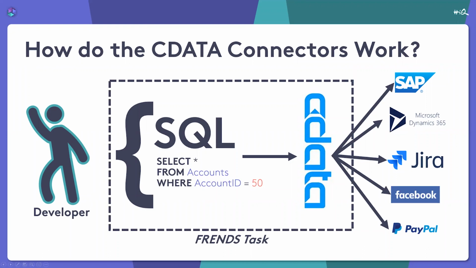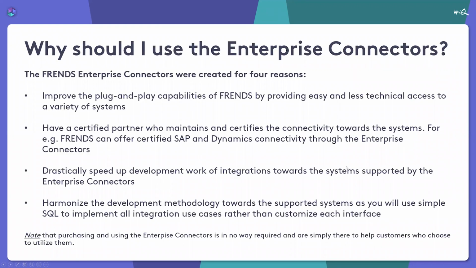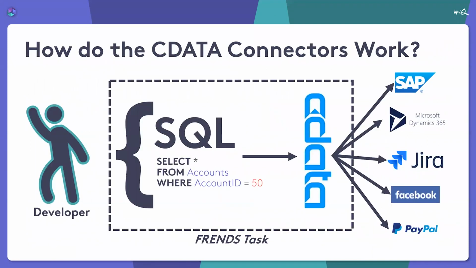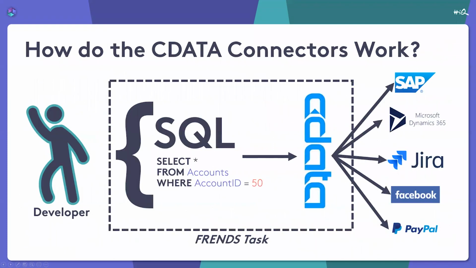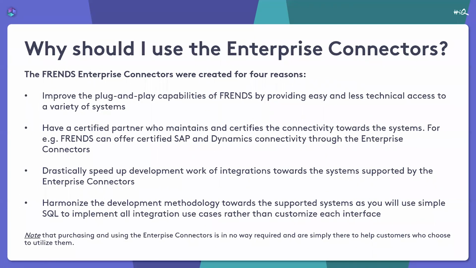But also some things to consider here, which might be of interest to some customers, is that utilizing this third-party partner to provide this connectivity allows us to get system certified connectivity towards some of the systems. This basically means that, let's take SAP for example, because we've partnered up with CData, we can have a Friends certified SAP connector. Or if you're utilizing Dynamics as your ERP, we can now have Dynamics certified connectivity towards the system.